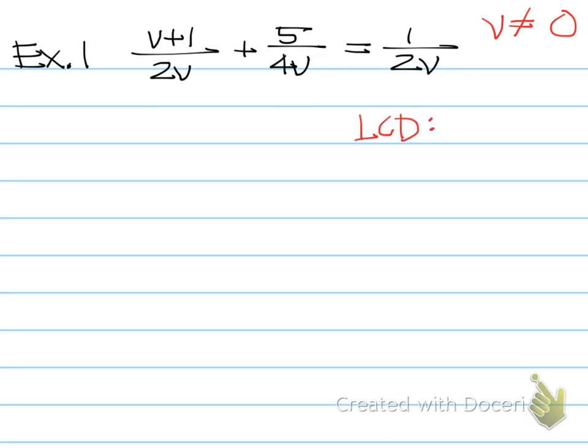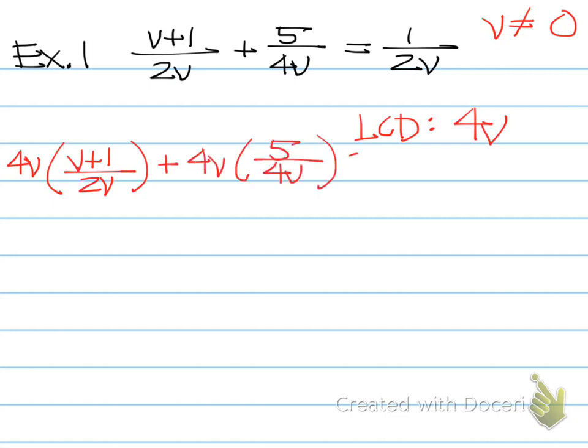And then the lowest common denominator for the coefficients is 4. And then for the variables, all the variables have a power of 1, so the lowest common denominator is going to be 4v. So we're going to multiply all of the terms in the equation by 4v. When we multiply the first term by 4v, 2v divides into 4v 2 times. So we're left with 2 times v plus 1.